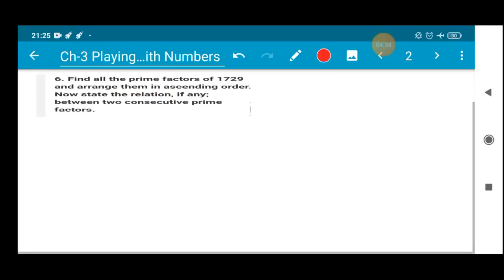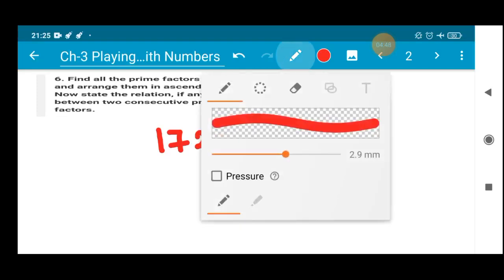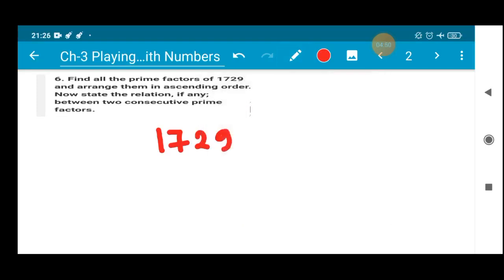Question number 6 here is: find all the prime factors of 1729 and arrange them in ascending order. So we have to first find the prime factors of 1729. I will show you another way of getting the prime factor form of any number. You can take the help of a factor tree, or if you like, you can take the help of this way also.